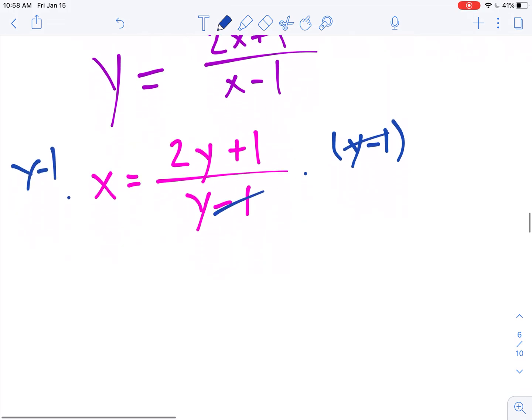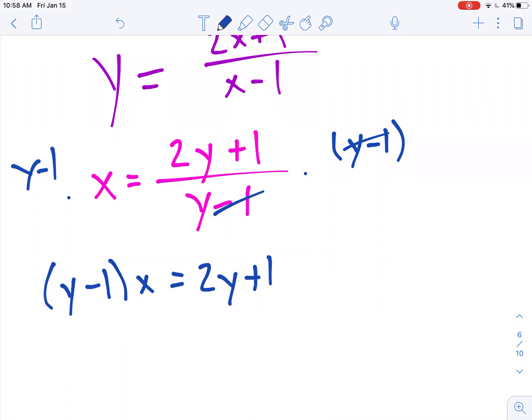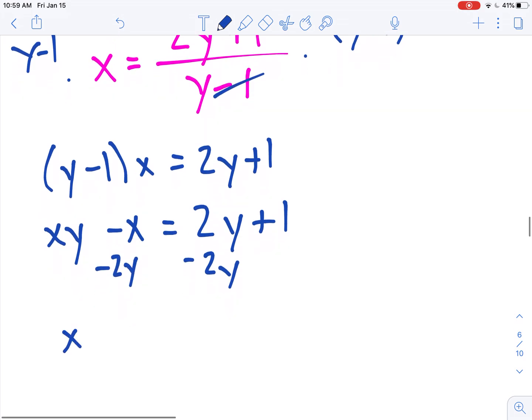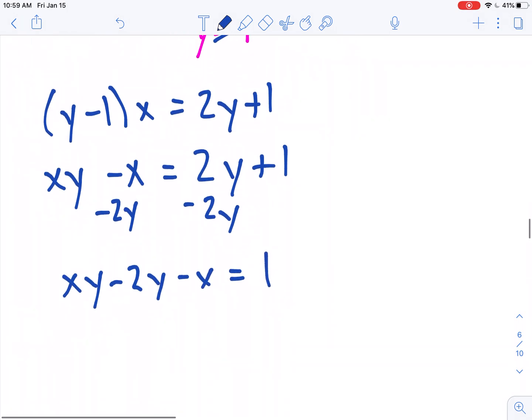These cross out, and I'm left with y minus 1 times x is equal to 2y plus 1. Difficult thing here, I have to remember to distribute this x. I get xy minus x is equal to 2y plus 1. Now that I've done this, I can try to combine like terms. I'm going to subtract 2y over to this other side. And now I have xy minus 2y minus x is equal to 1.